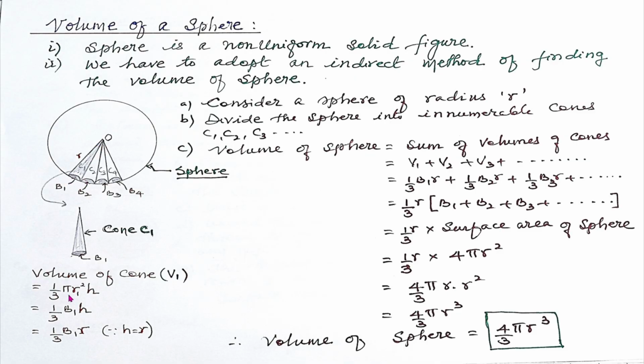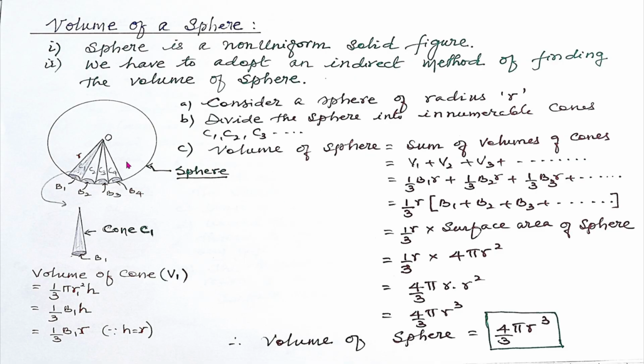Now we know that the volume of one cone, if I take cone C1, the volume of cone C1, that is one cone, is 1 by 3 pi r square h, and pi r1 square, I have taken the first cone, therefore I have taken r1 here. Pi r1 square is the area of the base of the cone. Therefore the volume of the cone C1, that is V1, is 1 by 3 B1 r, and please understand B1 is the base area of the cone C1 here.